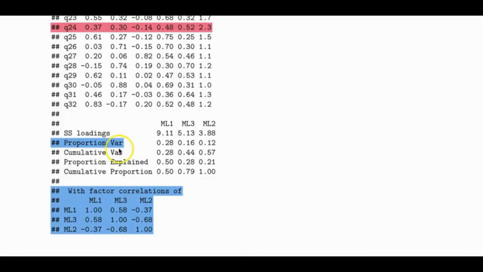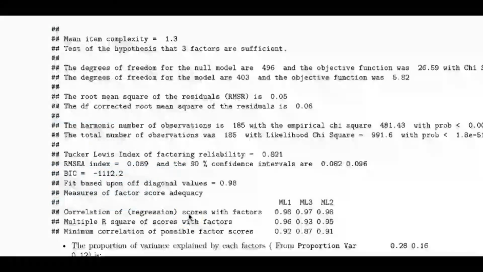Next, we look where it says proportion of variance, and this is how much each factor explains out of the total variance for the total factor structure. It also gives you the correlations between the factors, and I'm going to go back to this because we can actually find these correlations, but if we use the Hmisc function, we can also get the p-value for it. And then it gives us a lot of output similar to the confirmatory factor analysis output, but we're not going to use it for EFA.